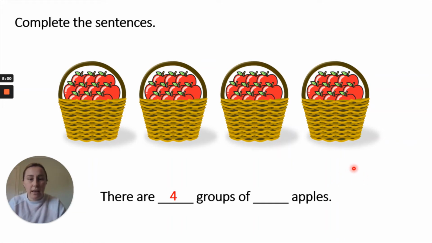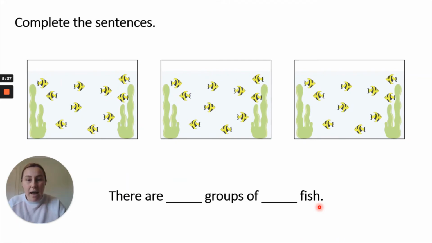What about how many apples are in each group? Can you count them? Did you get it? 10 apples in each group, sorry. So there are 4 groups of 10 apples, and that's our sentence. And remember, we're going to be using these sentences to explain our equal groups. So there are groups of.